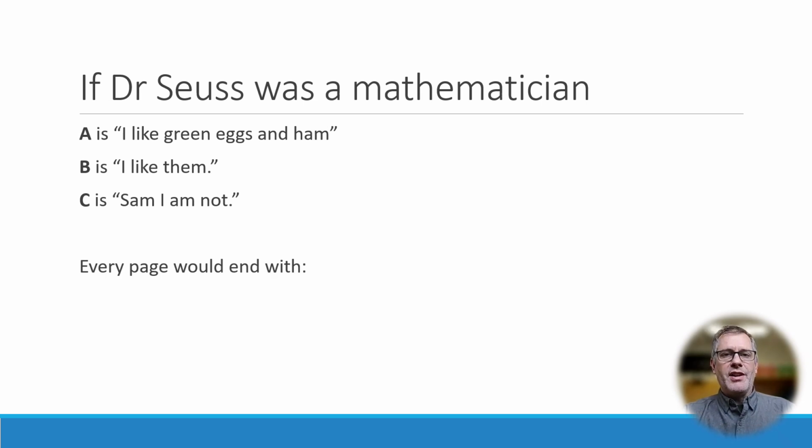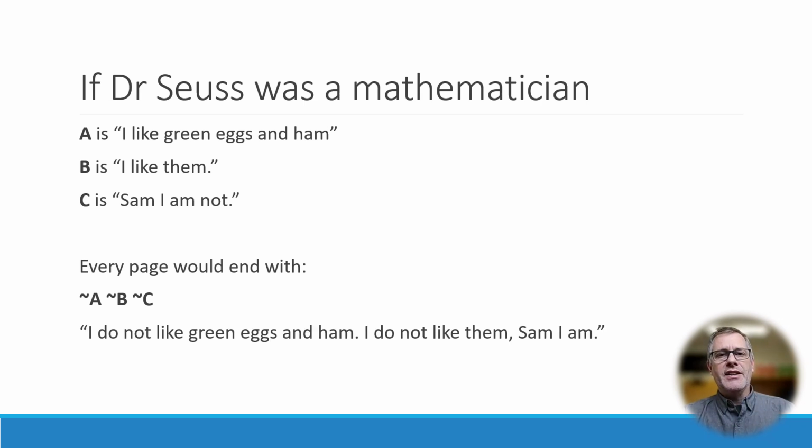So, for example, every page would end with not A, not B, not C. And if I substitute back in these values, that would be I do not like green eggs and ham, because I'm putting a not on the like. I do not like them. That's replacing the I like them. And then instead of saying Sam I am not, having the not C would make this Sam I am.